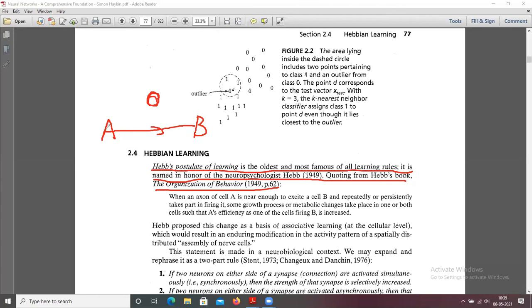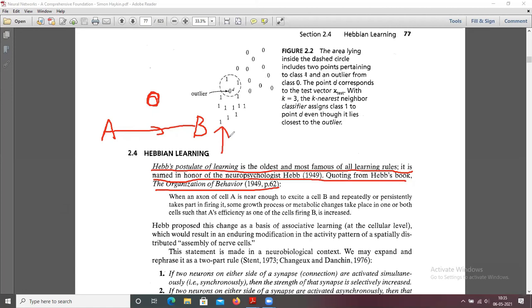This neuron A fires B continuously, then the metabolic changes will happen in both the cells A and B such that A's efficiency to fire B will increase. Because of this firing by A, the efficiency to B will be increased.